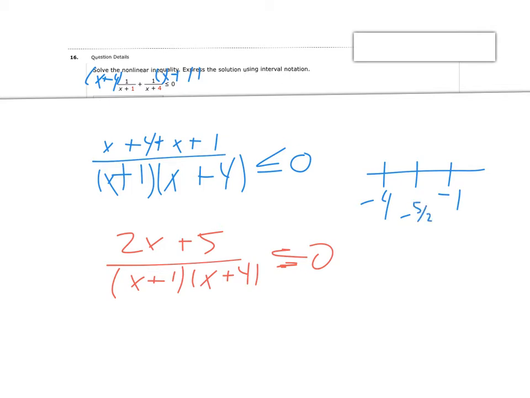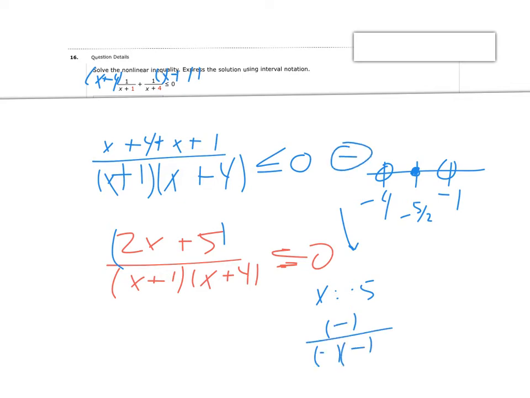Okay, now, the -5 over 2 is going to be a closed dot because of the or equals to, but -4 and -1 are going to be open dots because they're coming from the denominator. So anytime we got a number that's coming from the denominator, that's always going to be an open dot because it's an undefined value. Okay, so now I need to plug some numbers in here, so I need to test out. I'll try x equals -5, and that actually I can see really quickly will make everything negative, and so 3 negatives will make a negative.